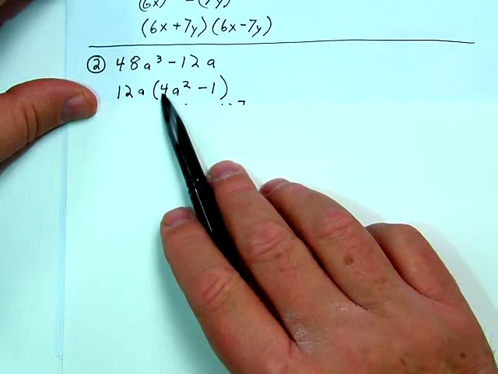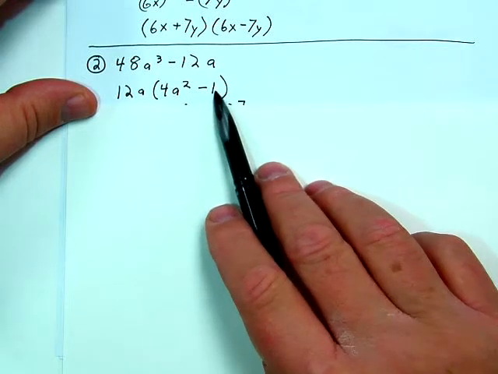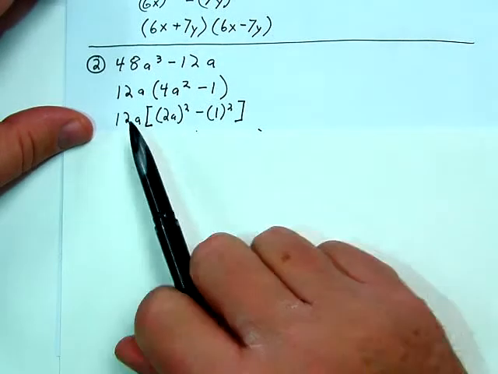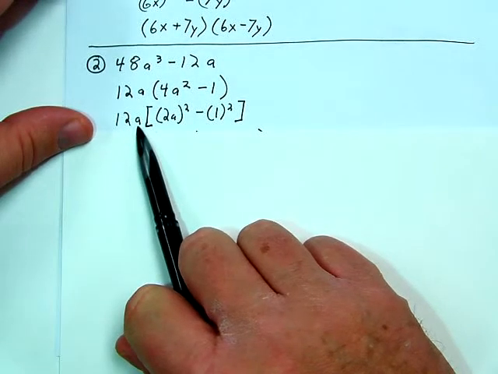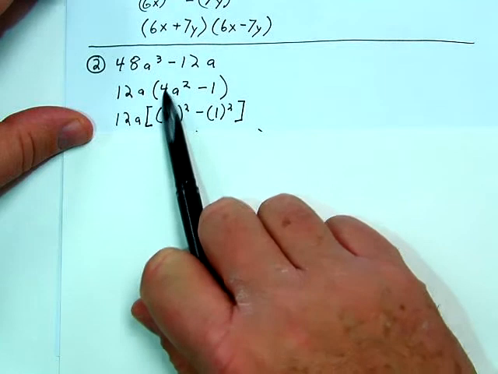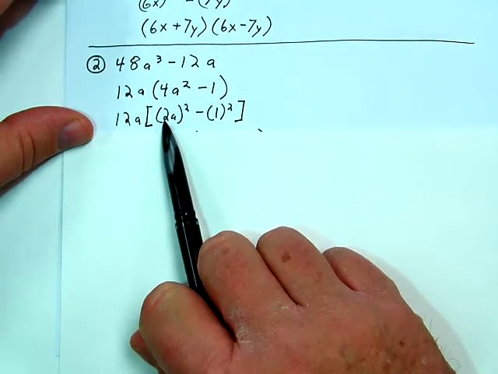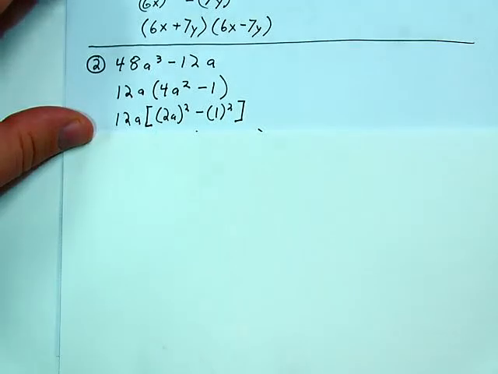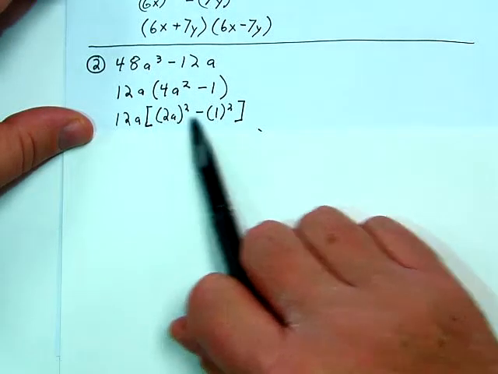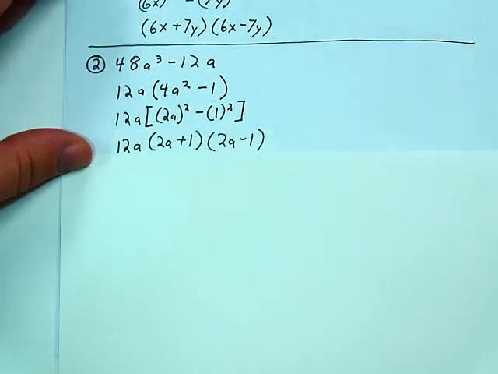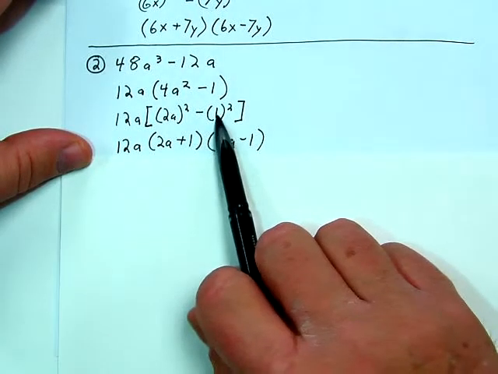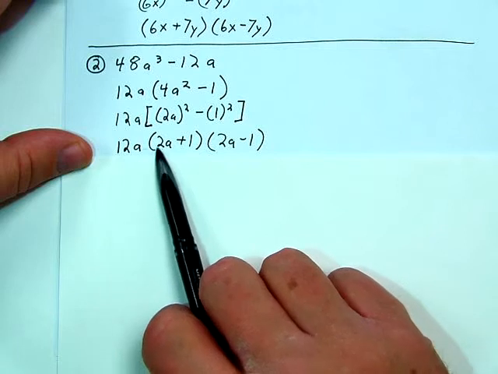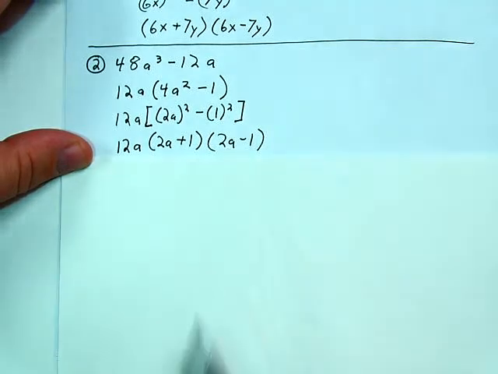Now I realize that this is really 2a in parentheses squared, and this is really 1 squared, so I have a difference of squares. So I write that as that. 12a stays there. It's outside the parentheses. I then change 4a squared into 2a in parentheses squared minus 1 squared. When I have the difference of squares, I can immediately translate that to the first term plus the second term times the first term minus the second term. So I have my original 12a times 2a plus 1 times 2a minus 1.